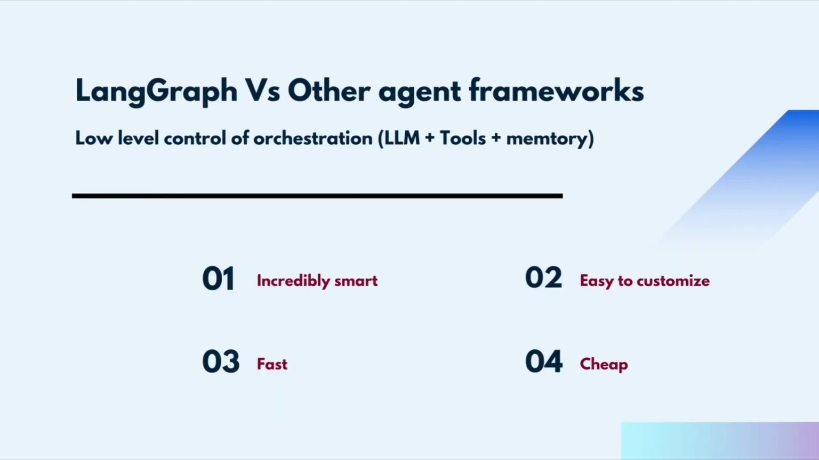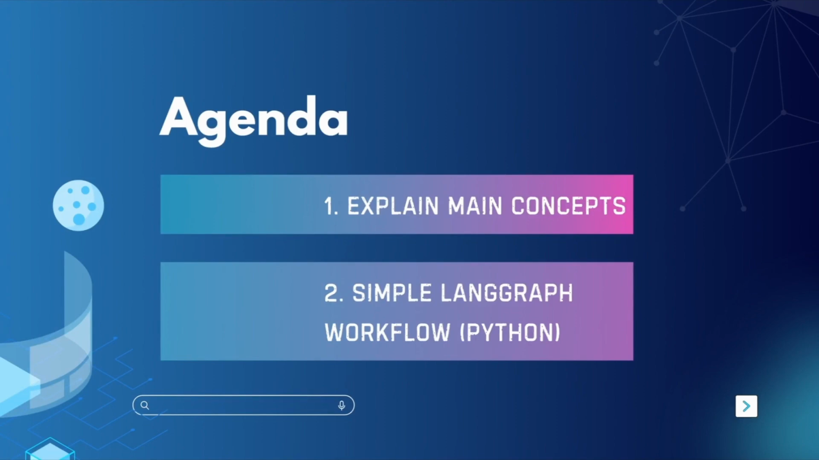Now, what I really like about LangGraph and what sets it apart from other agent frameworks like Crew AI or AutoGen is its ability to give you low-level control over the orchestration of LLMs, tool calling, and memory, allowing you to create incredible, smart, customizable, fast, and cheap to run AI agents. However, unlike Crew AI, which is so easy to use, this level of control that LangGraph gives you comes with a learning curve. And that's exactly why I made this video, to give you a solid understanding of the framework without overwhelming you with too many technical details.